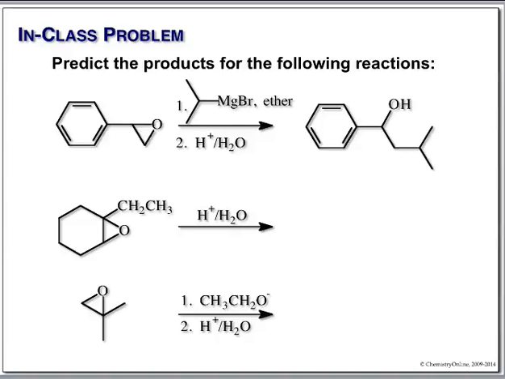All right, our next one, we have an epoxide and we have aqueous acid. So what's going to happen here? Step one, we're going to protonate the oxygen, aren't we? Step two, we're going to do an SN2 attack. We're going to wind up with a 1,2 diol, and they're going to be trans.